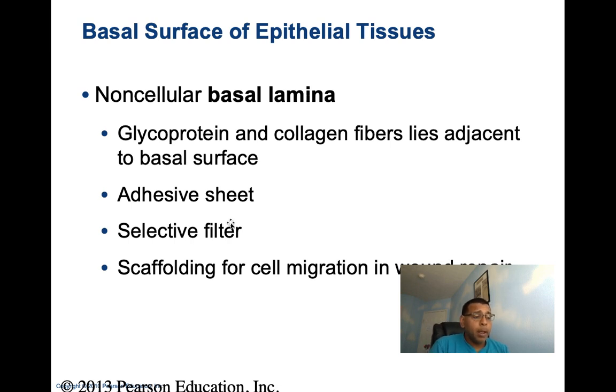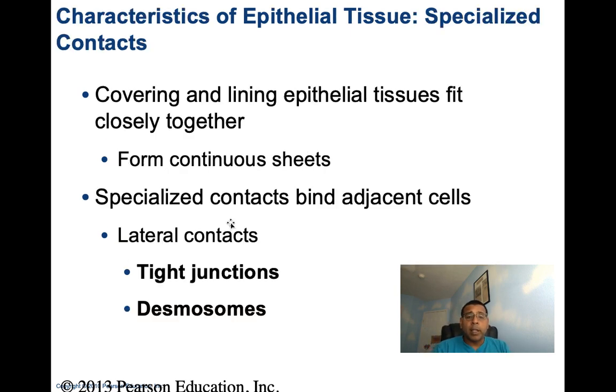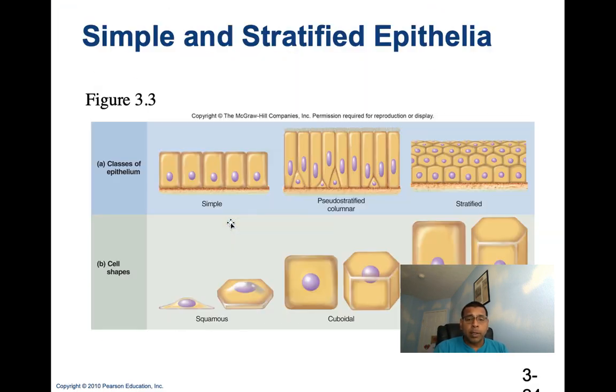It acts as a selective filter, and it determines which molecules can cross from the connective tissue up into the epithelial tissue. So now we've taken care of the apical and the basal surfaces.